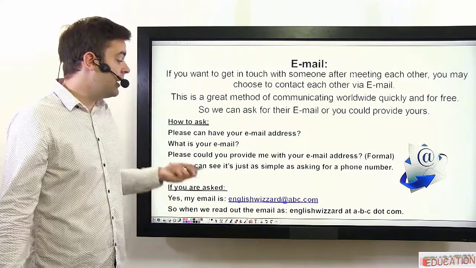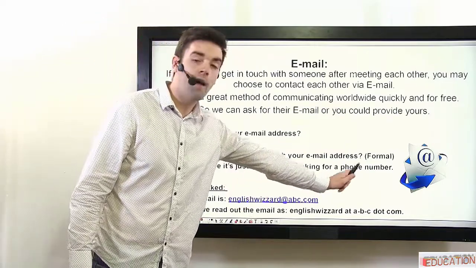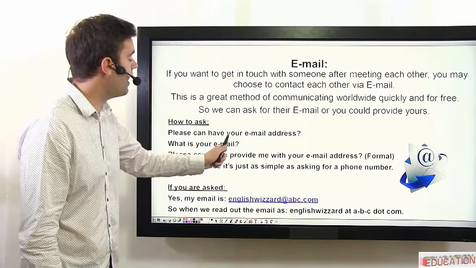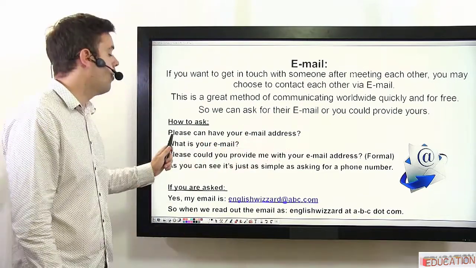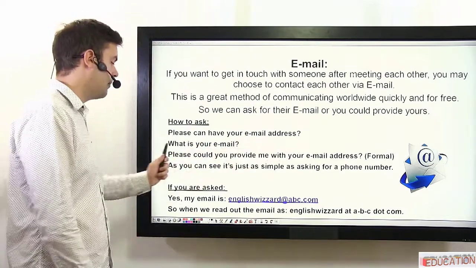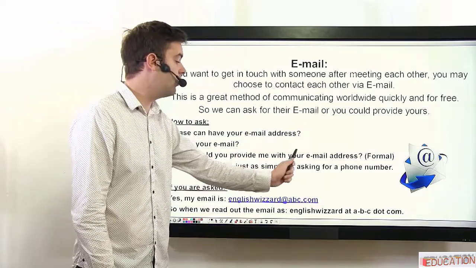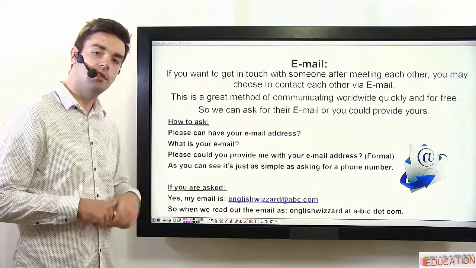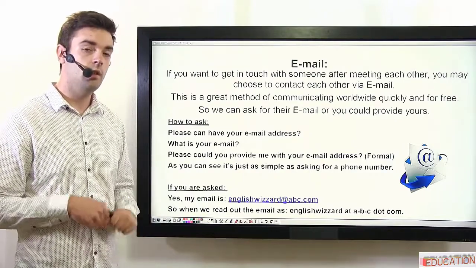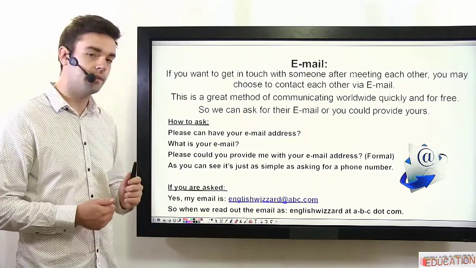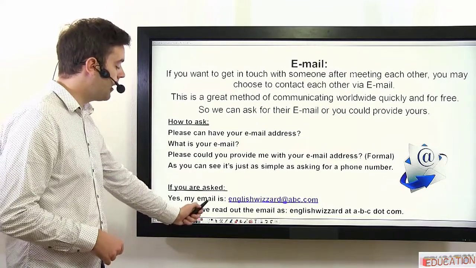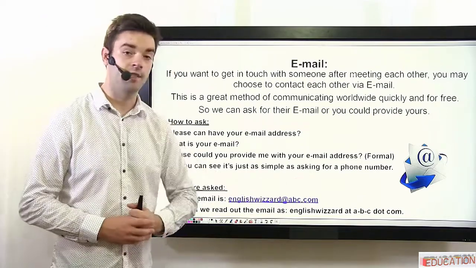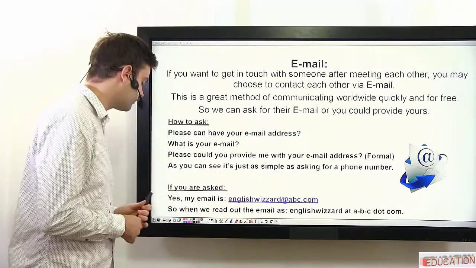As you can see, it's just as simple as asking for a phone number. So, please can I have your email address? What is your email? Please could you provide me with your email address? If you are asked for your email address, you would reply, yes, my email is, and then you can either write it down or read it to them.